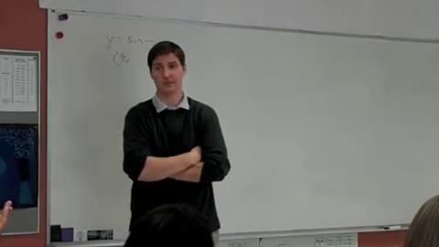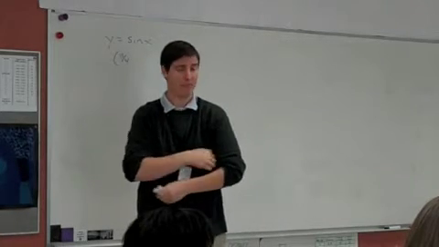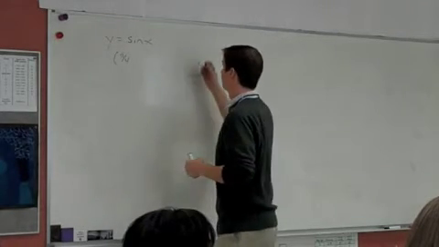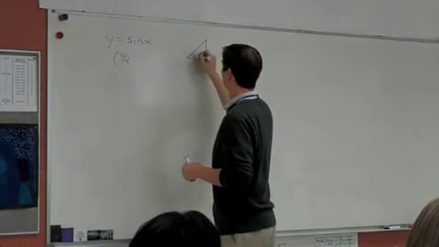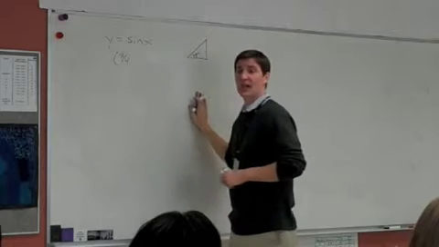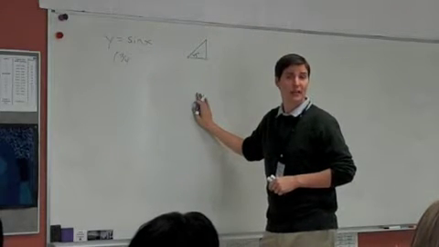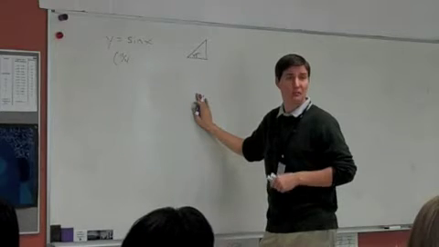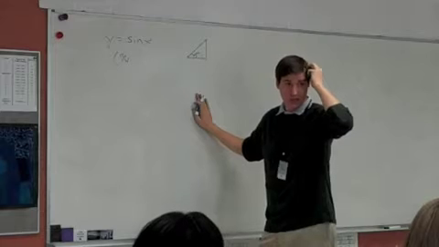Without a calculator, pi over 4 is how many degrees? Pi over 4 is a quarter of pi, so it's 180 divided by 4, which is 45 degrees. Pi over 4 is a fourth of pi, which is 45 degrees.